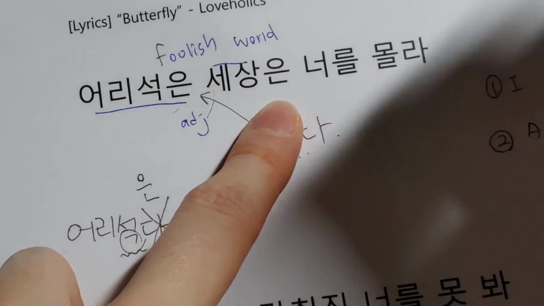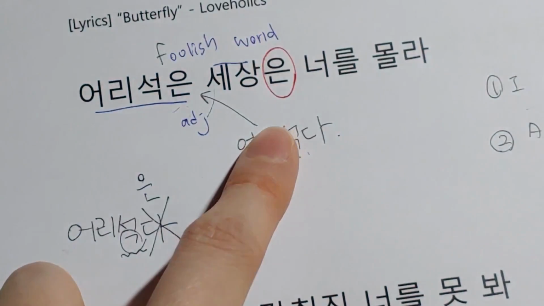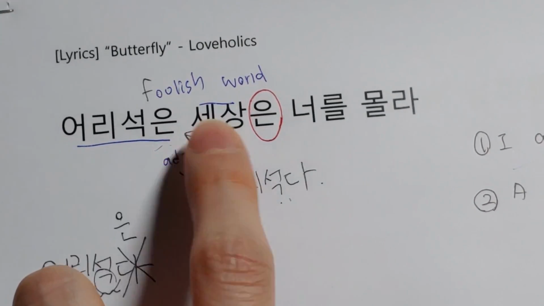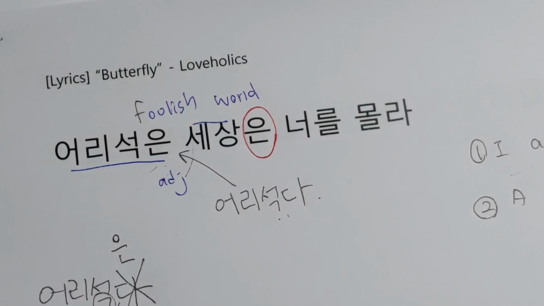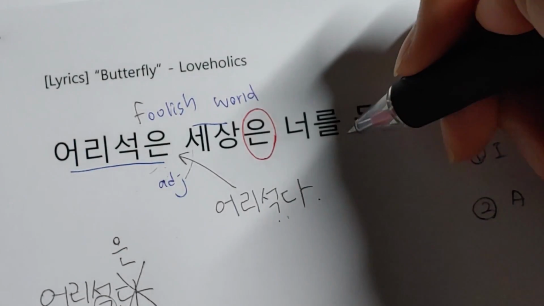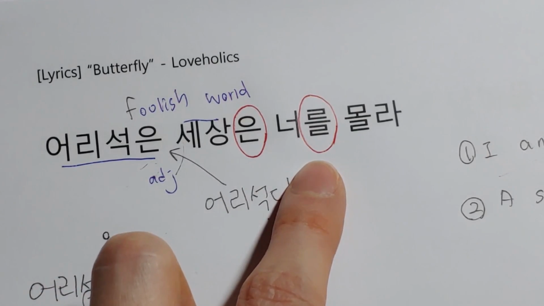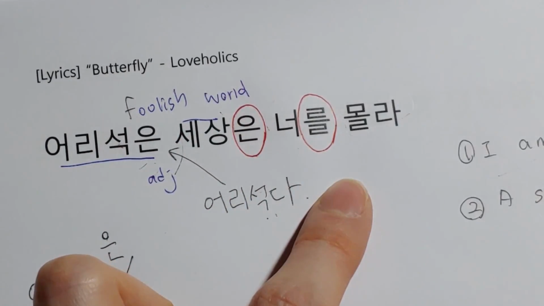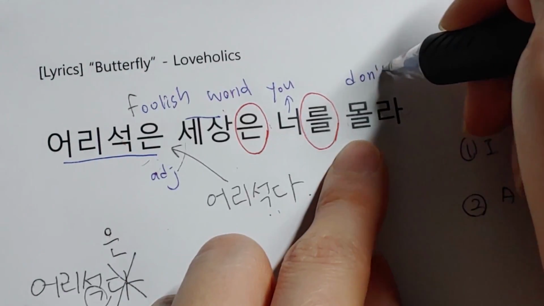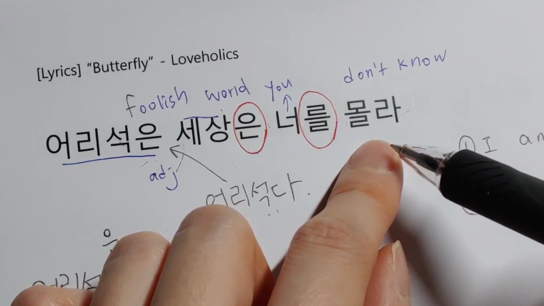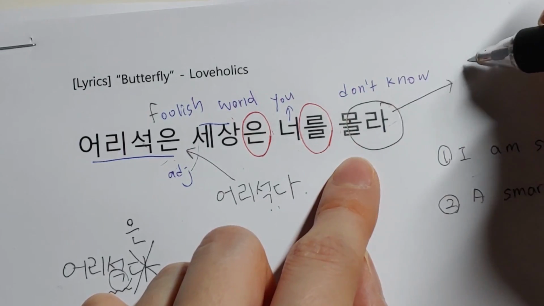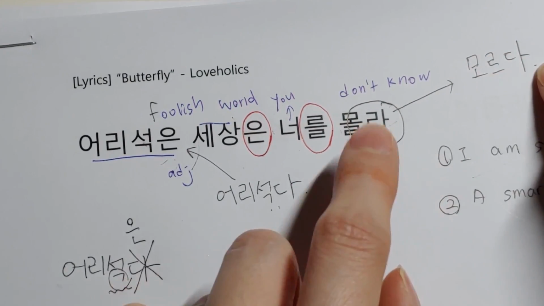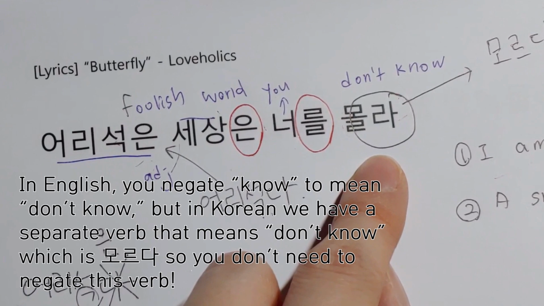And 은, if you remember from my previous lesson, is a subject marker. So you can know that the foolish world is the subject of the sentence. 어리석은 세상은 너를 몰라. So you can find an object here too, right? Because this one is an object marker, right? So the foolish world, you, and this is a verb, and that means don't know. And this is a conjugated present form of the base verb, which is 모르다. So 모르다 became 몰라 to mean the present.